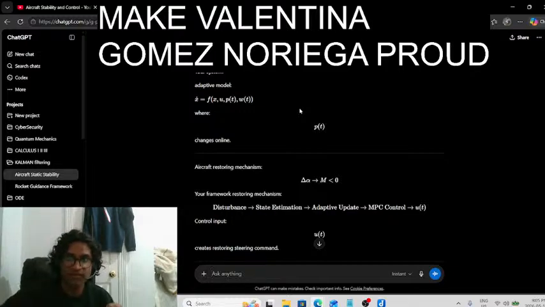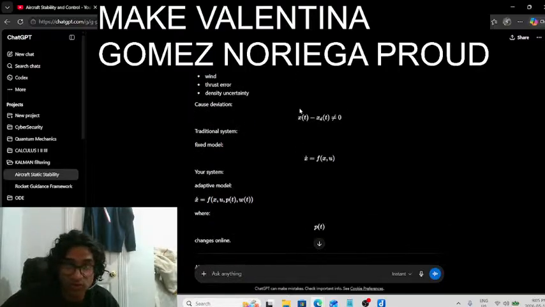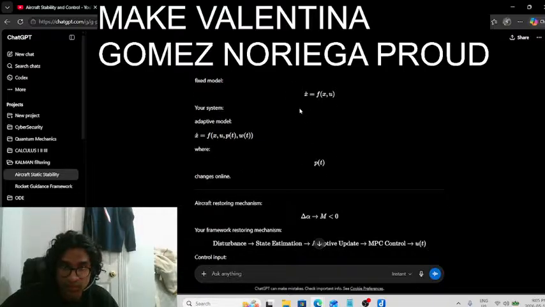All right. So we have our adaptive model. Therefore x dot equals f of x, u, p of t, and w of t. Now what is w of t? P of t changes online? You mean P of t changes mid-flight? I don't know, what do you mean change online?